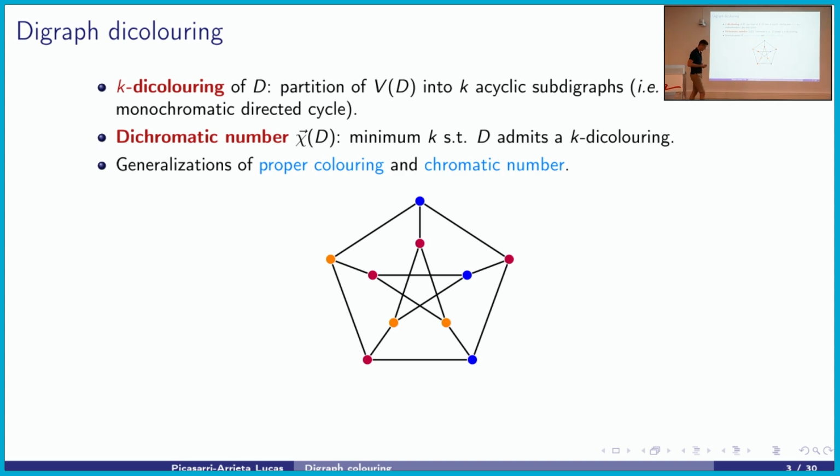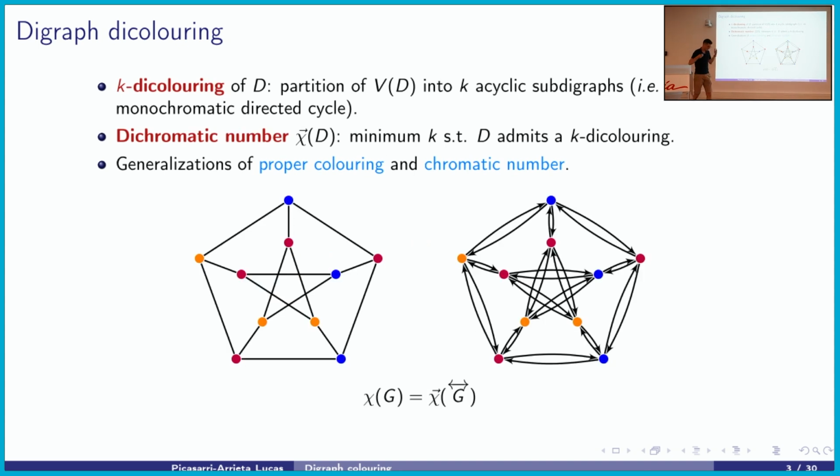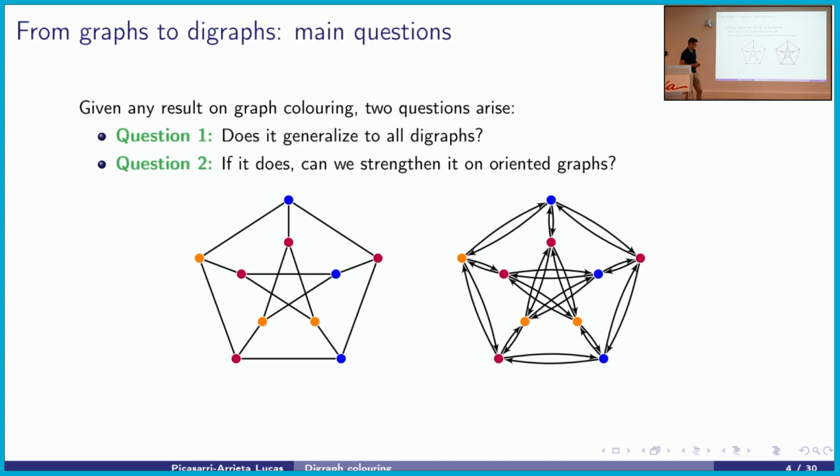And these 2 notions generalize the ones of proper coloring and chromatic number for undirected graphs, just because if you take any graph and then you look at the digraph you obtain by replacing every edge by a digon, then the proper colorings of the initial graph are exactly the dicolorings of the obtained digraph. And in particular, the chromatic number is equal to the dichromatic number. And then any result on graph coloring, in fact, you can see it as a result on dicolorings of bidirected graphs, which are the digraphs in which every arc is in a digon.